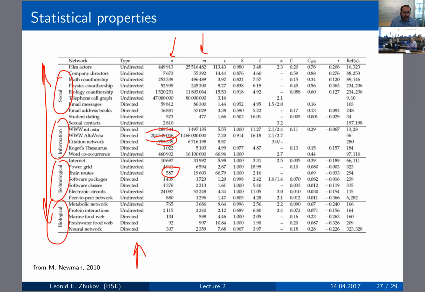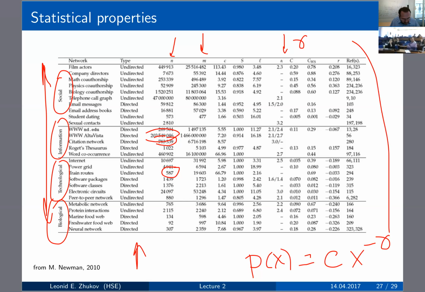What's interesting here is the following. This parameter right here is called alpha, but this is the gamma we discussed, the parameter in the distribution P(x) = C x to the minus power gamma. So this is that value in this column. Notice that for real graphs it goes from, let's say, 2.3, 2.1, 3.2, 2.7, 2.5, 3.0, etc. So it is within the 2 to 3 region.